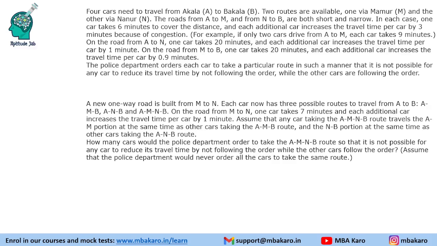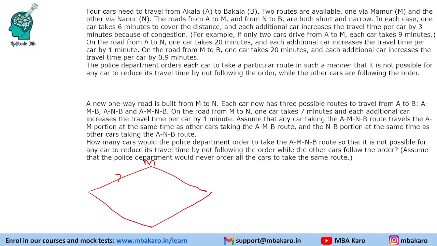Next question. Now we are given additional information. We are given that a new one-way route is built from M to N. Each car now has three possible routes to travel from A to B: AMB, ANB, and AMNB. So let us draw these routes first and then look at the conditions and try to solve the question.